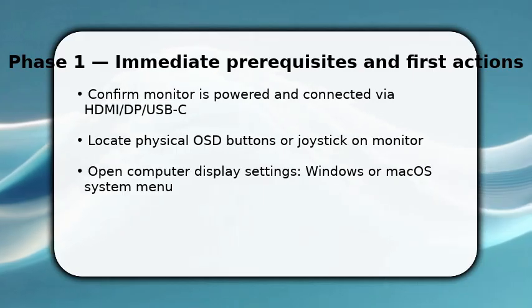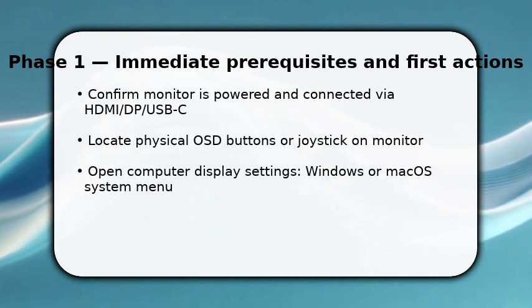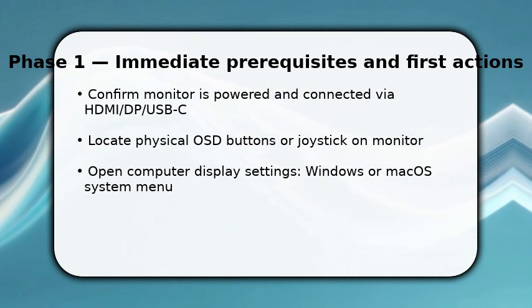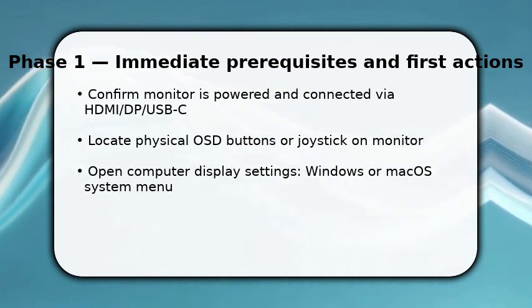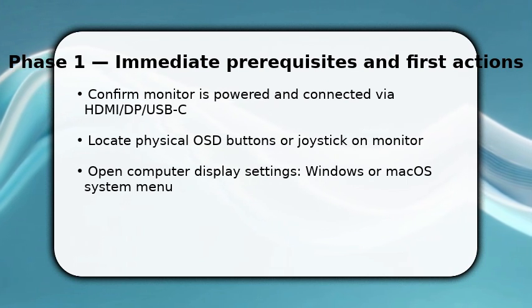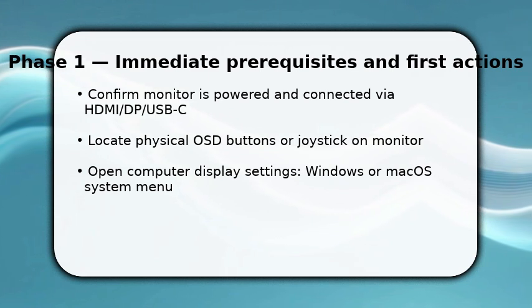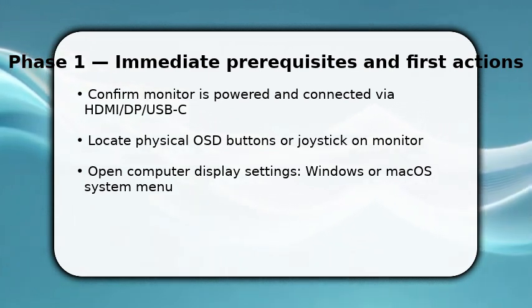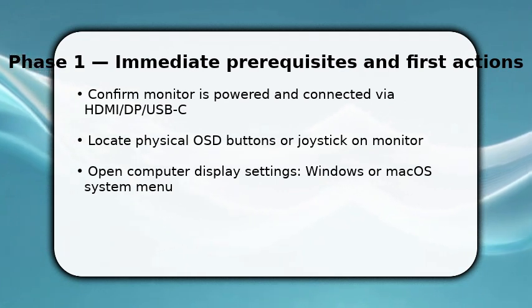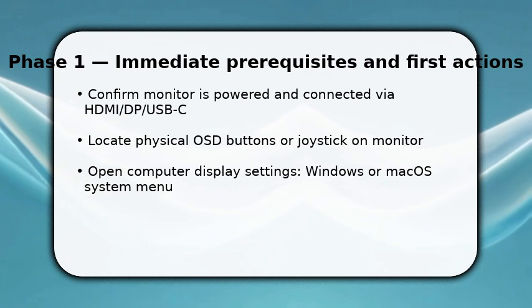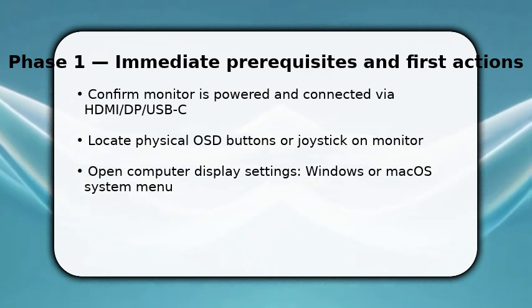You start by confirming power and cable type because signal and input selection matter. Once done, press the monitor's OSD button or joystick to open the on-screen menu. Make sure you note which button cycles inputs. Then, on your computer, open display settings so you can match resolution and refresh rate. This prevents incorrect scaling. You should now see both the monitor's menu and the OS display panel, ready to change brightness, input, and resolution together.